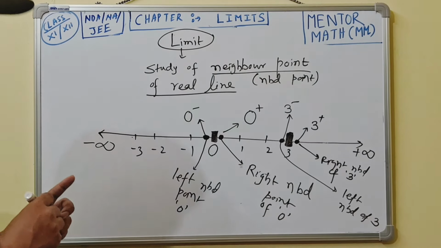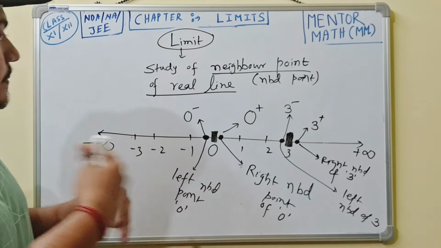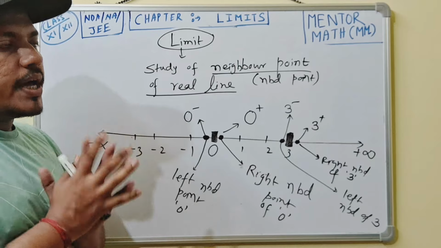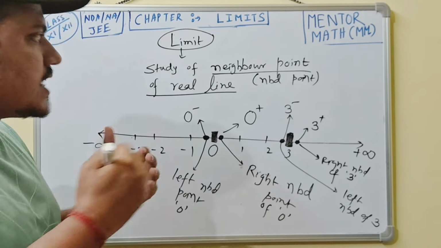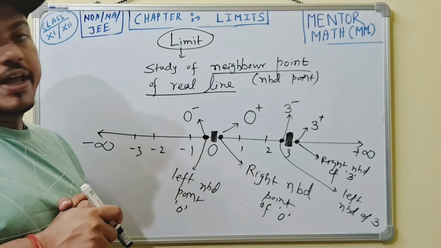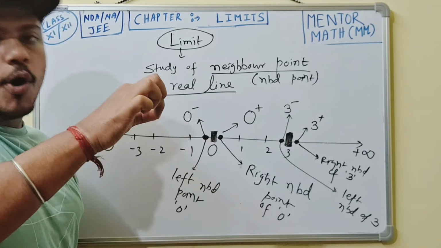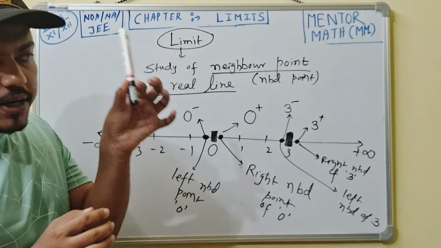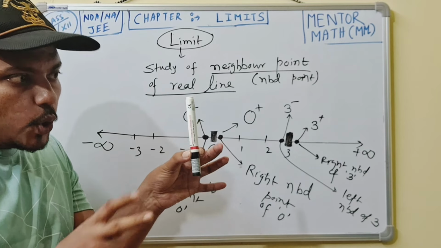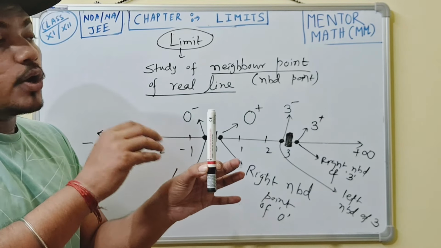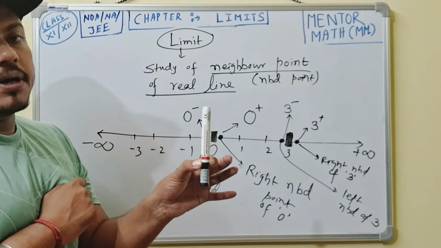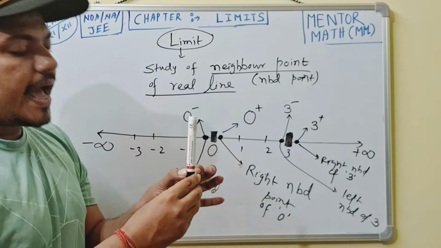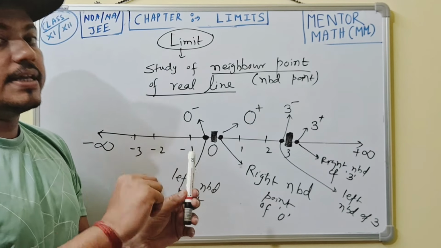So this is the basic concept. Mathematically, when we discuss limit, you can understand that limit is basically the study of neighbor points of a real line. If you take any point from the number line, you have to see which are the neighbor points of that particular point. One neighbor is from the right side, and another neighbor is from the left side.